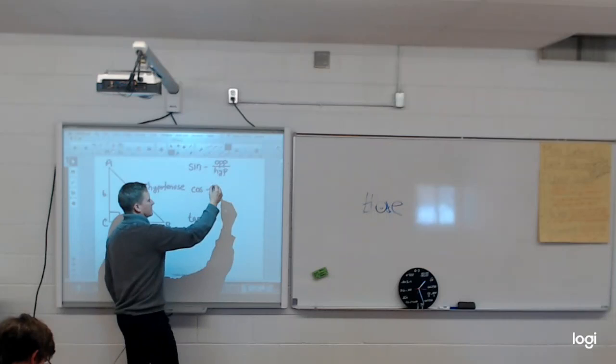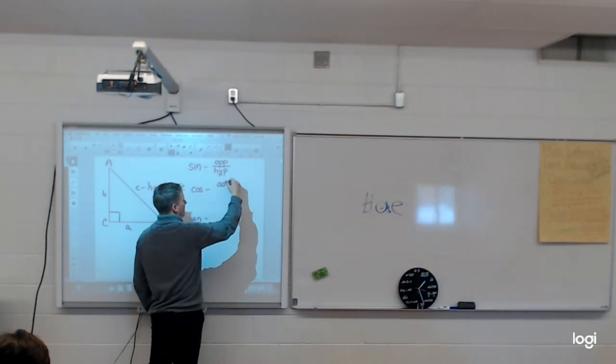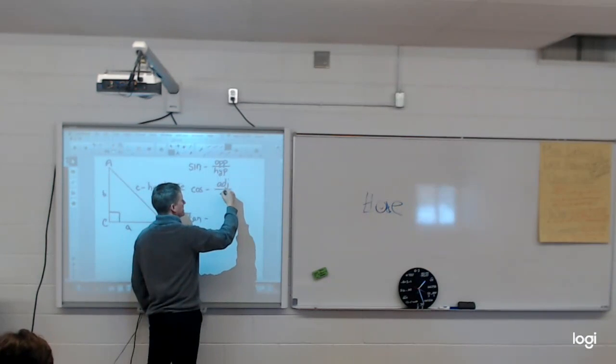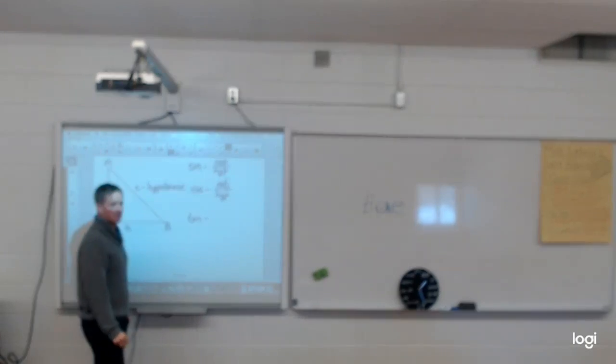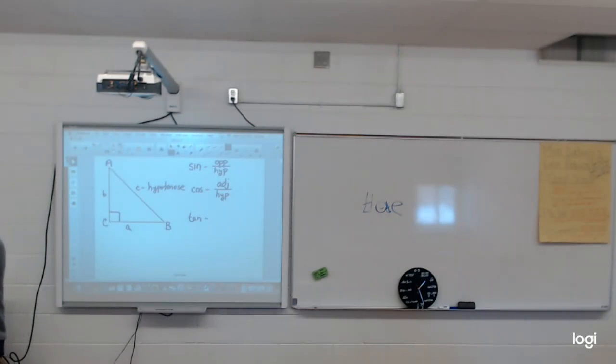The cos compares the side length adjacent to the angle over the hypotenuse. So the cos compares the side adjacent over the hypotenuse. So it's comparing the two lengths of those sides to get my angle measurement.